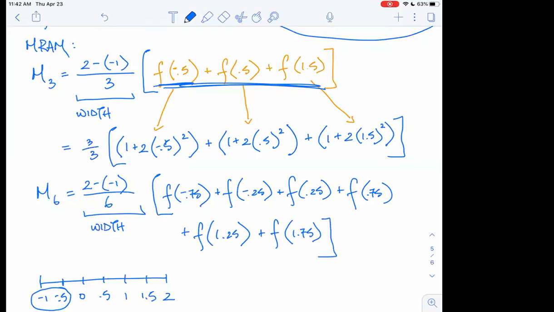Yeah? Okay, and then you're going to find each of these the same way you found them from before. You're going to take -0.75 and plug it into the function, and then you're going to take -0.25 and plug that into the function. And each time you do that, that'll give you the height of another rectangle, and you should do that a total of 6 times. Okay, that makes a lot more sense.